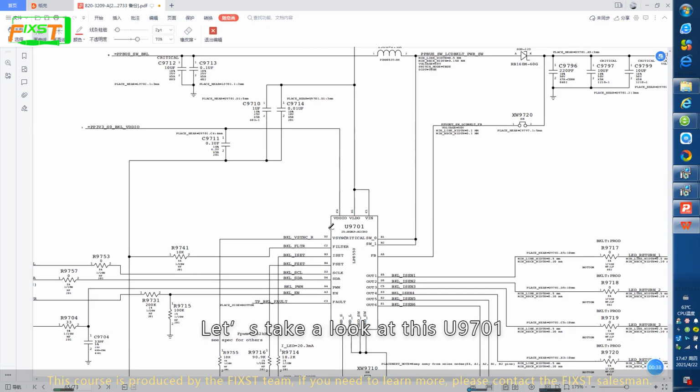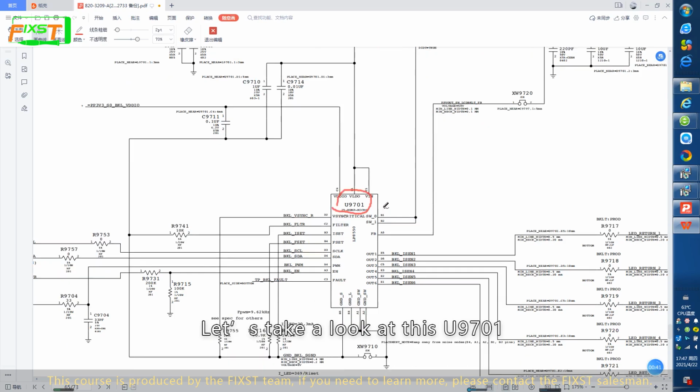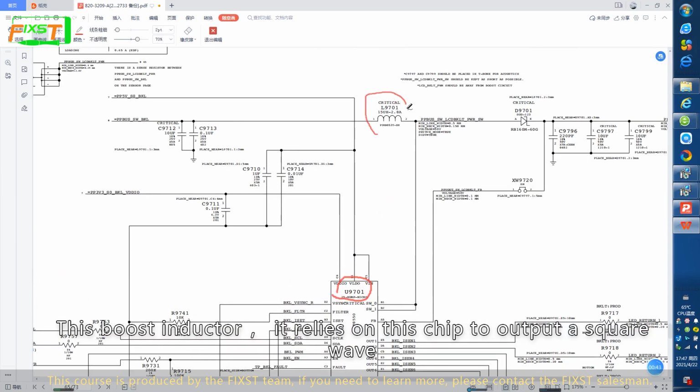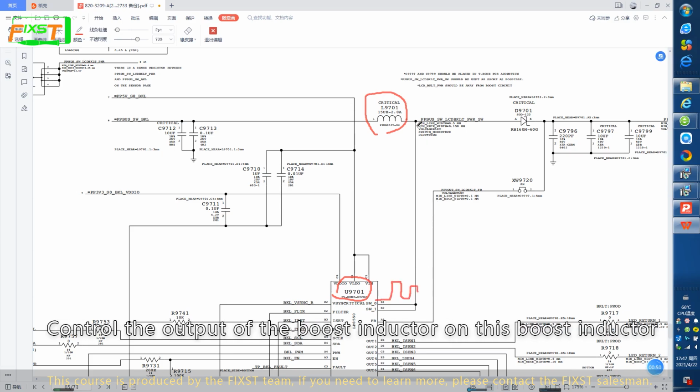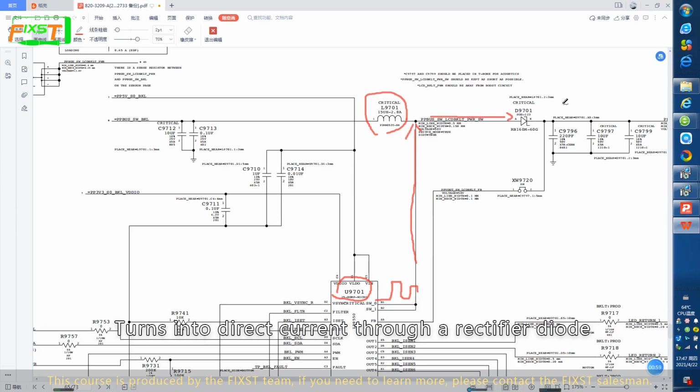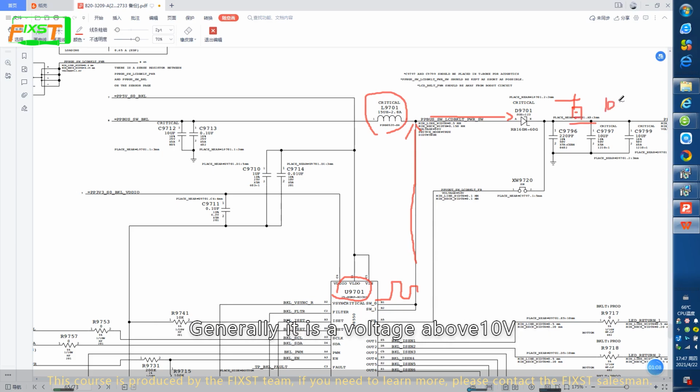Let's take a look at the U9701. This boost inductor relies on the chip to output a square wave. It controls the output of the boost inductor, which turns into direct current through a rectifier diode. Then it goes out to our backlight display interface. Generally, it is a voltage above 10 volt. It can only work at a voltage above 10 volt.